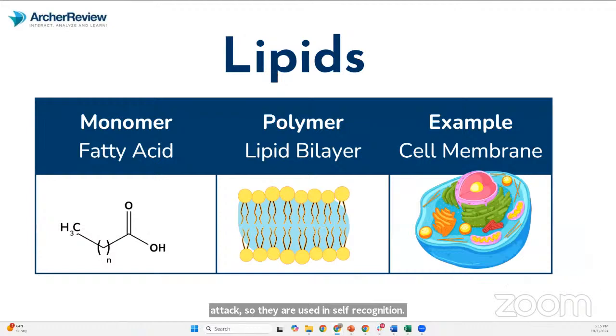Lipids' monomer is fatty acid. Its polymer that we're going to focus on is the lipid bilayer. And an example then would be the lipid bilayer of the cell membrane. And so we're going to shine the spotlight. There are many different lipids, but we're going to shine the spotlight on the lipid bilayer. That is one that you'll see time and time again and is important to the TEAS. And so we will certainly focus on that first.